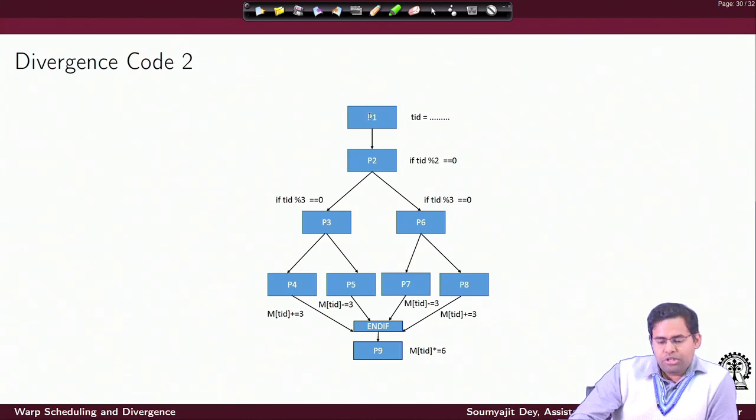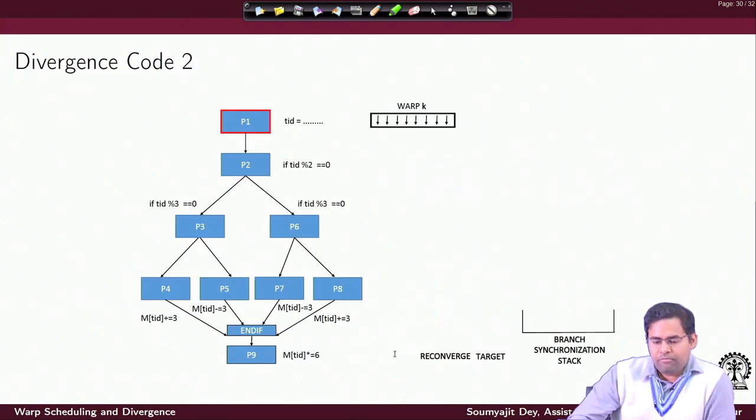So, you have positions P1 for TID computation, P2 for the first branch, P3 for the next branch, which is only satisfied for everything which is TID % 2 and also TID % 3. That means TIDs which are divisible by 6, then you execute P4, otherwise you execute P5. When both are done, you execute P6, then you execute P7 and then P8. Finally, everything synchronizes and you go to P9, right. So, this is the structure of the control flow graph.